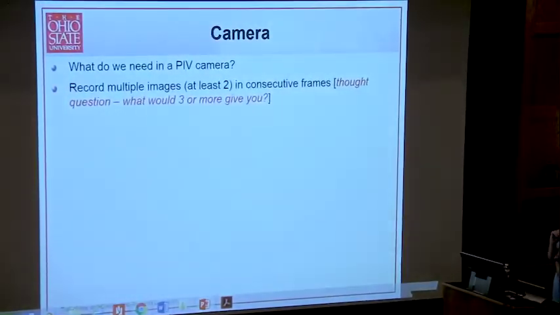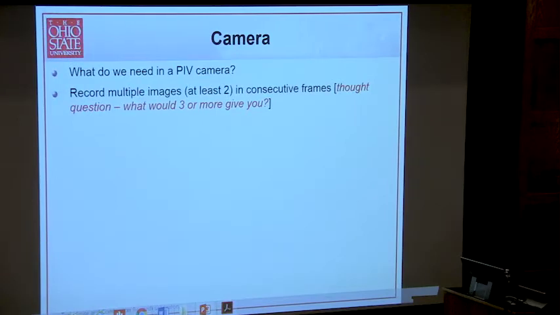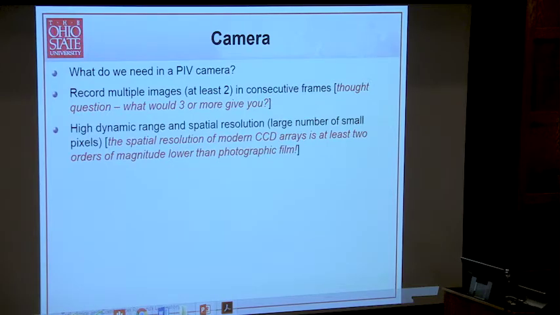So again, there is some effort. I've had some conversations with manufacturers. There is some work on essentially 3-frame cameras, although the amount of effort that goes into that may not be sufficient for production costs. But again, you want at least 2 consecutive frames. You really want a high dynamic range. We talked about dynamic range yesterday, and we want high spatial resolution. Really, what this means is we want a large number of small pixels. Okay.